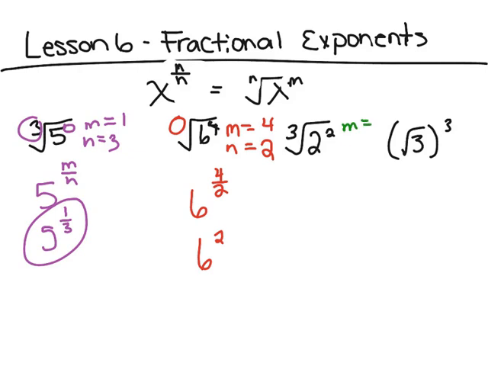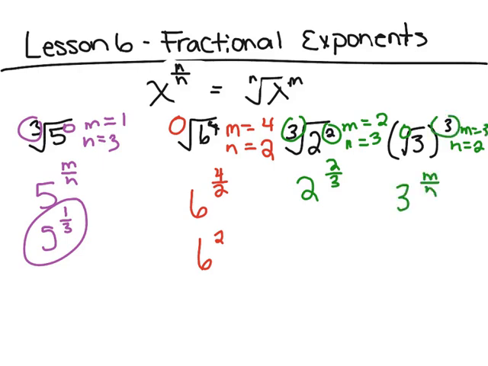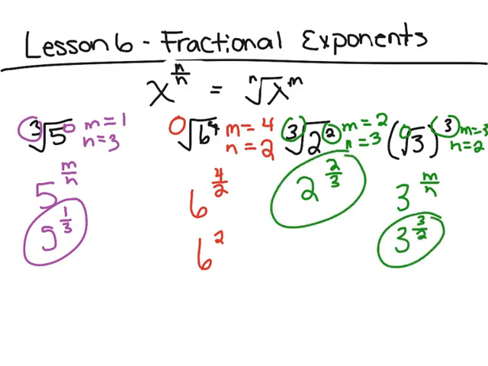m, n, our index is 3, and our exponent is 2, so 2 to the power of 2 over 3. Our index is 2, our m is 3, so we have 3 to the power of m over n, 3 to the power of 3 over 2. So that's how you do the last two examples.